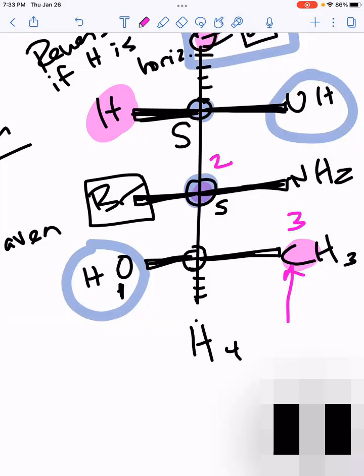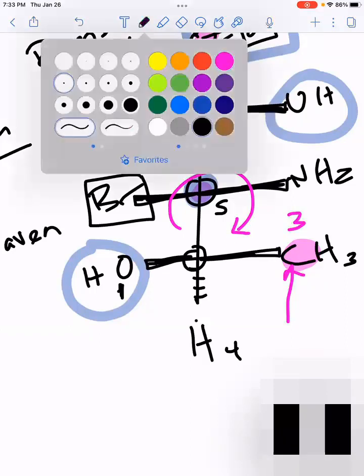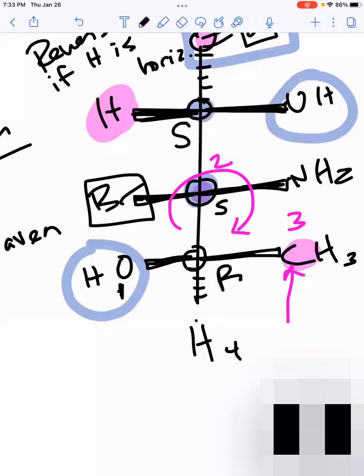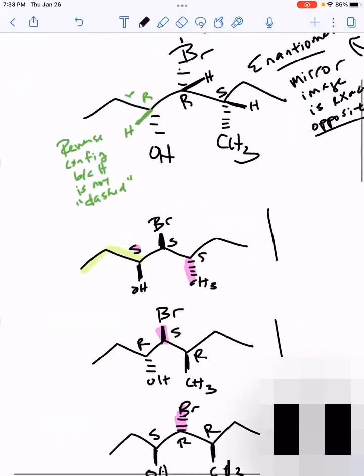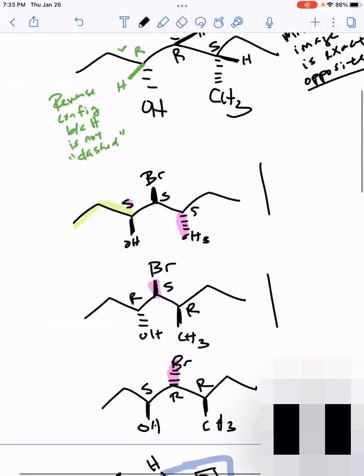So let's see. This is 1, 2, 3. That looks like it's clockwise. Is that right? And then H is vertical, so we'll keep it. So this is R. Isn't that crazy? That's the same thing we had up here. One of these anyway, S S R.